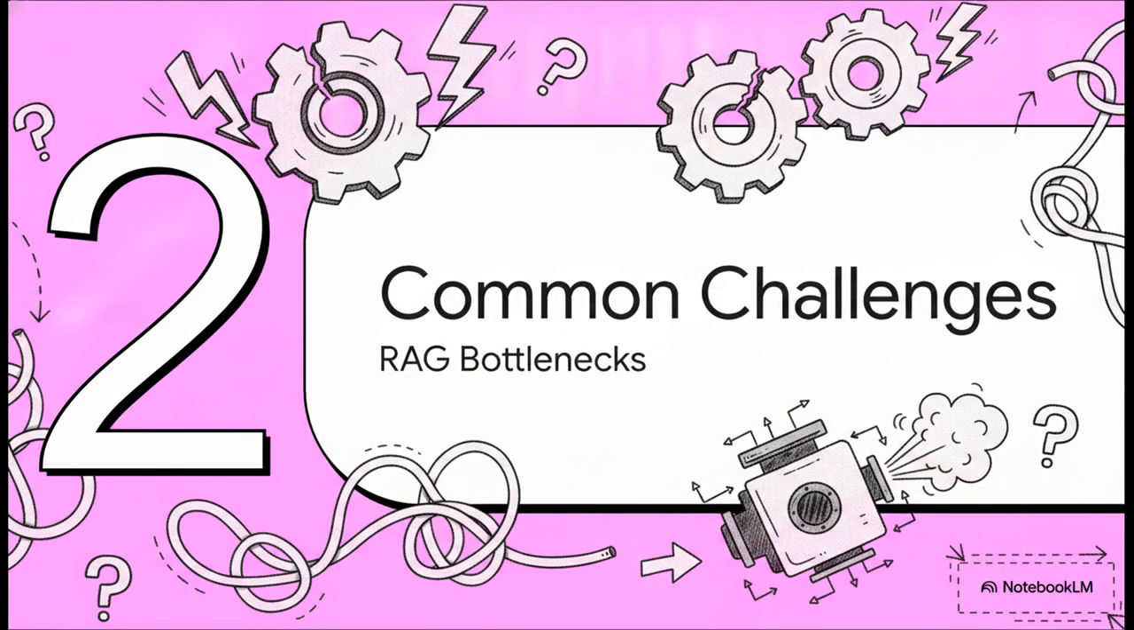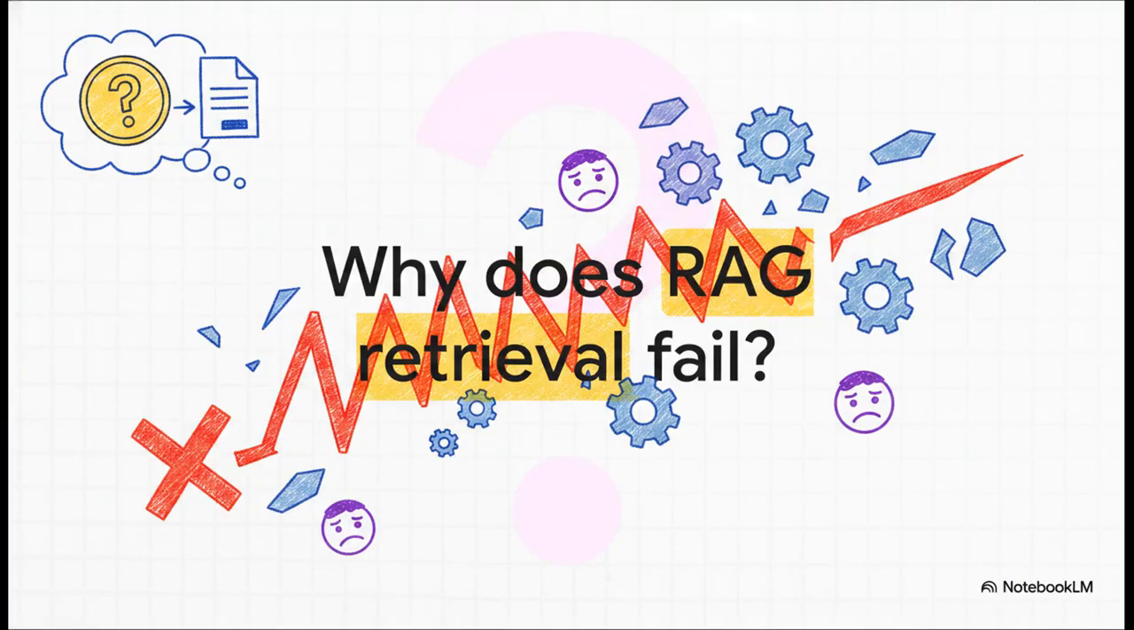Moving right along to Section 2, common challenges. What exactly happens when this powerful retrieval engine hits a roadblock and starts sputtering in the real world? It's arguably the most persistent roadblock in modern AI architecture, right? Why does RAG retrieval fail? The generation capabilities of today's language models are literally staggering, but remember, they are completely bottlenecked by the quality of the context they're fed. When a model hallucinates or spits out an answer that sounds great but is factually useless, the breakdown almost always starts right here in the retrieval layer.